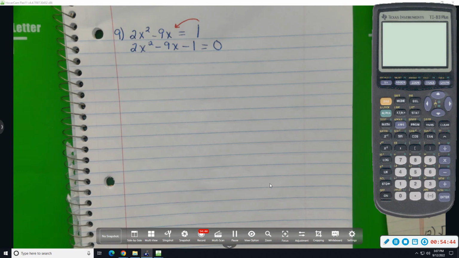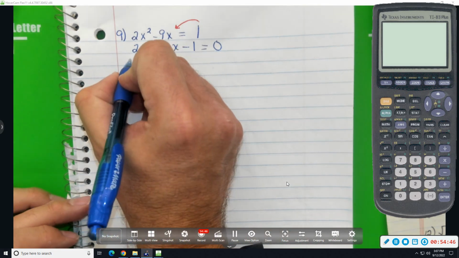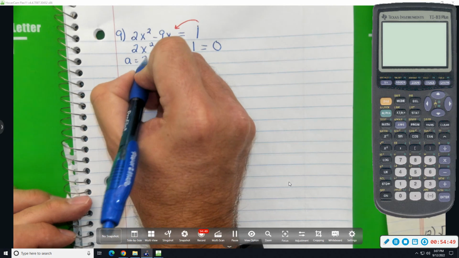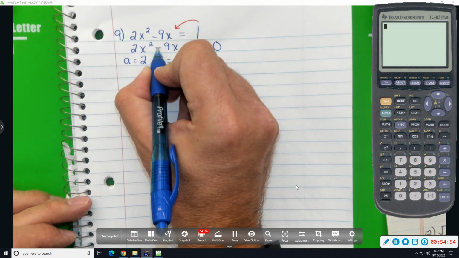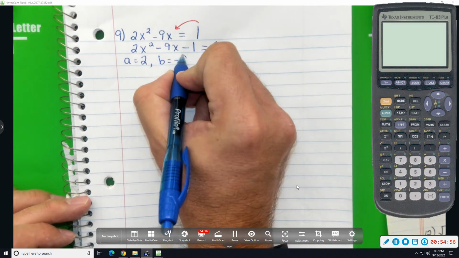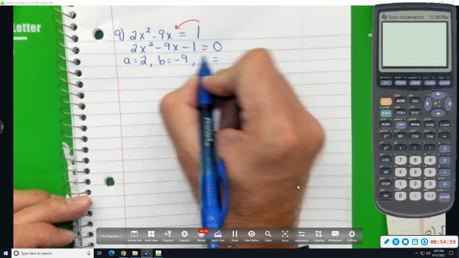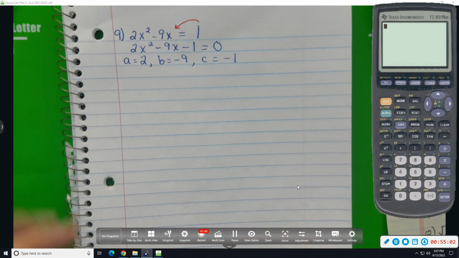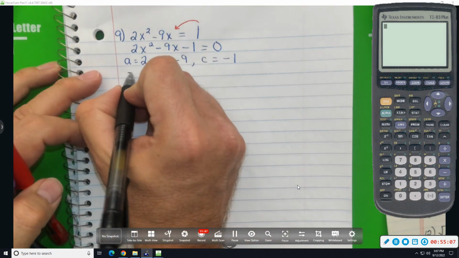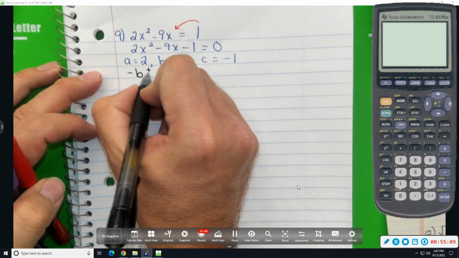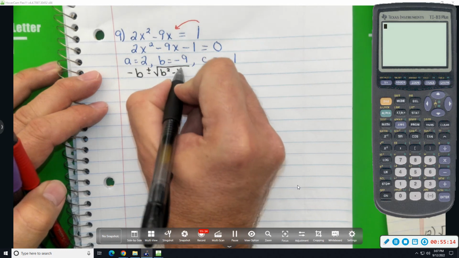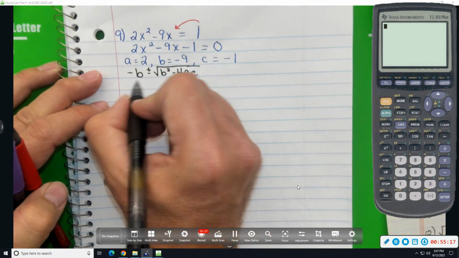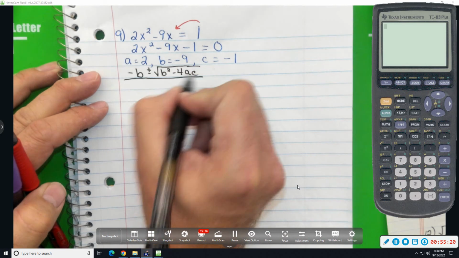I'm going to write out the values for A, B, and C, and rewrite the quadratic formula. I always write out A, B, C, then write out the quadratic. A is 2. B is, don't forget the negative, negative 9. And C is negative 1. And I'll write down the quadratic formula: negative B plus or minus the square root of B squared minus 4AC, all over 2 times A.